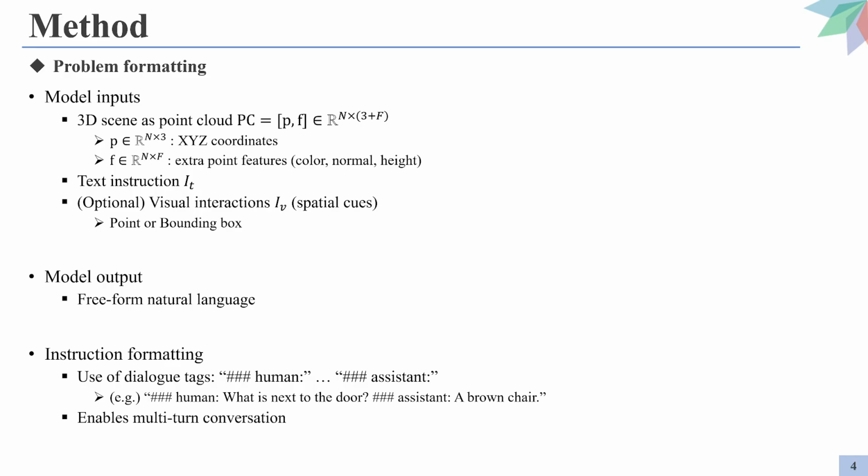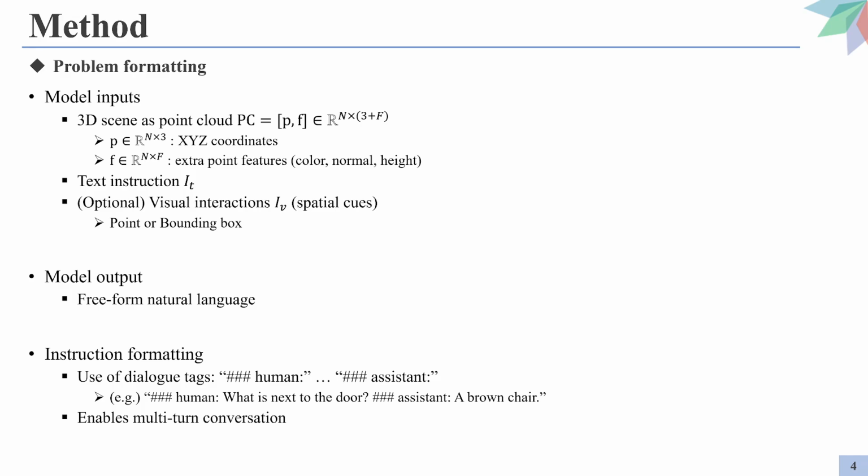The paper formulates its problem setup as follows. The model takes three types of input. First, a point cloud that represents the 3D scene, each point containing its XYZ coordinates, along with extra features including color, surface normals, and height from the nearest ground point.